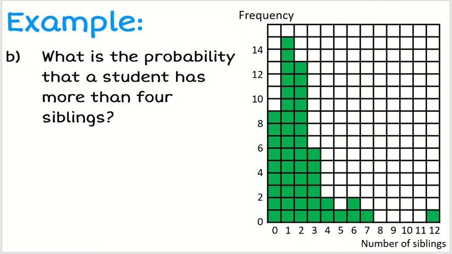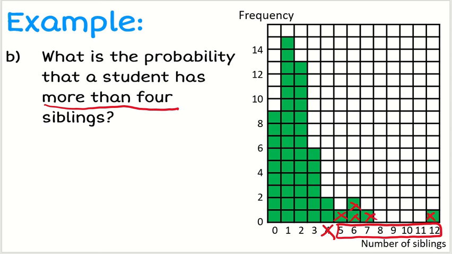Let's try part B. What's the probability that a student has more than 4 siblings? So more than doesn't include 4. So when I look at my number of siblings, it doesn't include 4, but more than means it's anything bigger than that. So that's anything there, 5, 6, 7, 8, 9, 10, 11, 12. So those are all more than 4. So I can count all those up. 1, 2, 3, 4. There are 5 students.